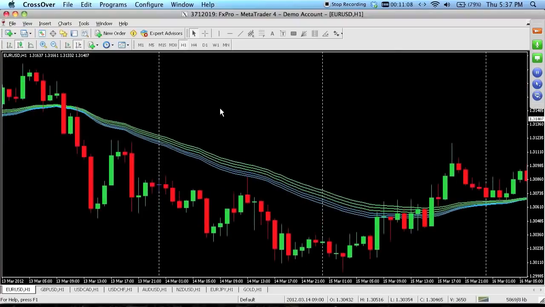Now, what the strategy basically does is we look for a trend. Now, once you see these MAs expand, you see how it's contracted here? It's all together and really tight. And you can see over here it is getting wider and wider.